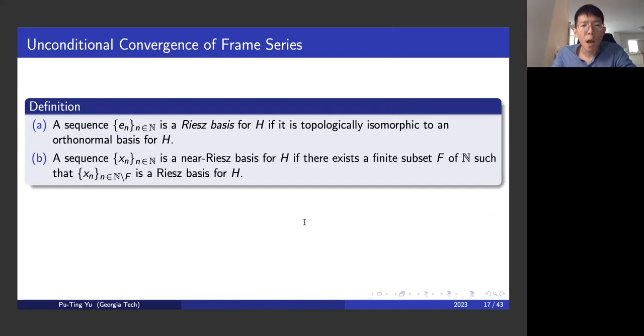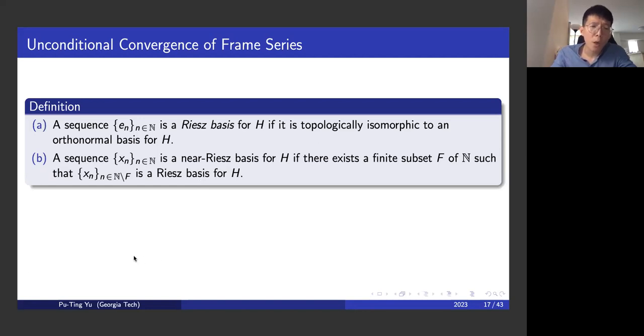So we say a sequence en is a Riesz basis for H if it is topologically isomorphic to an orthonormal basis for H. What we mean by topologically isomorphic is that en is the image of some orthonormal basis under a bounded bijective linear operator. And we say a sequence xn is a near-Riesz basis for H if there exists a finite subset F of the natural numbers such that the removal of this F from N leaves us a Riesz basis. So that means a near-Riesz basis is a Riesz basis plus at most finitely many elements.